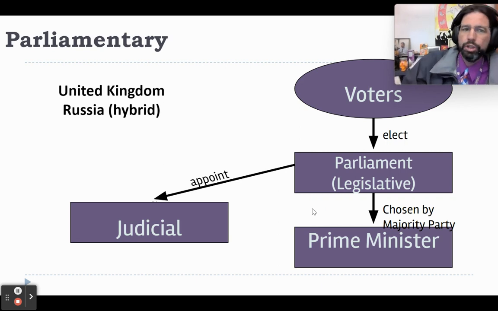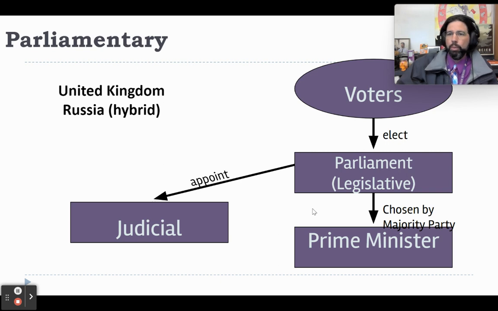Now, you will see parliamentary style governments in Russia. It is a hybrid style, which we will look at when we look at Russia. And remember, Russia's not a democracy anyway, but you've got to kind of know the structure of the government. And of course, the United Kingdom has a parliamentary style government. So when we talk about parliamentary style governments, we really focus on the United Kingdom.